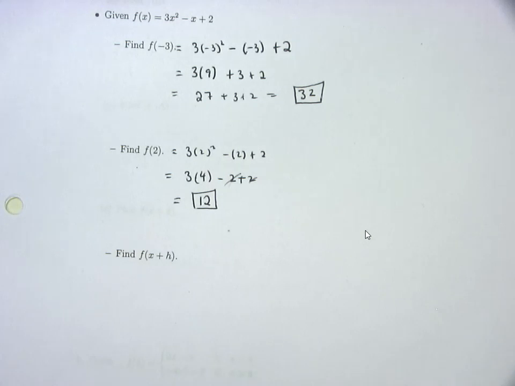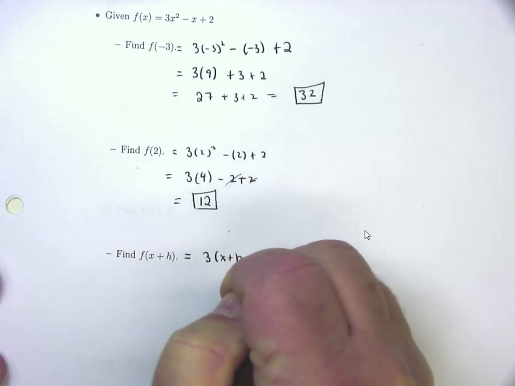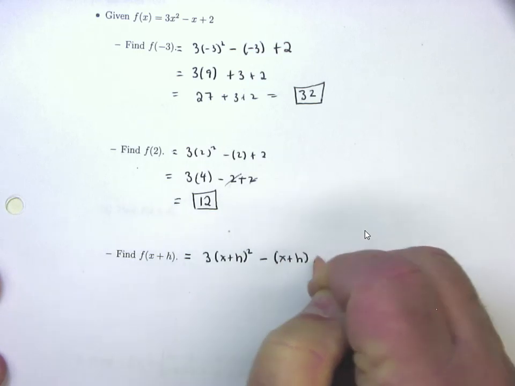Calculating this f of x plus h. Well, f of x equals 3x squared minus x plus 2. What is f of x plus h? I don't care what's inside the parentheses. Whatever's inside the parentheses is what I replace the x with. And then we'll clean them up. So officially, this is going to be 3 times x plus h squared minus x plus h plus 2.